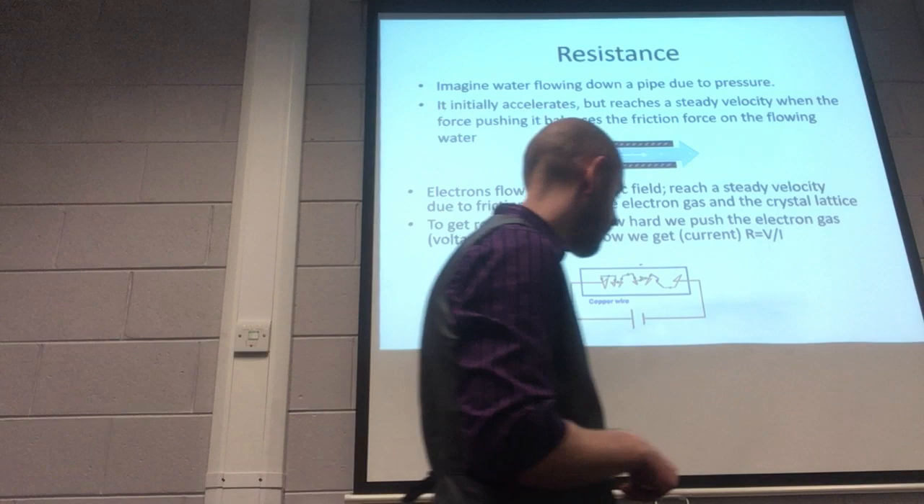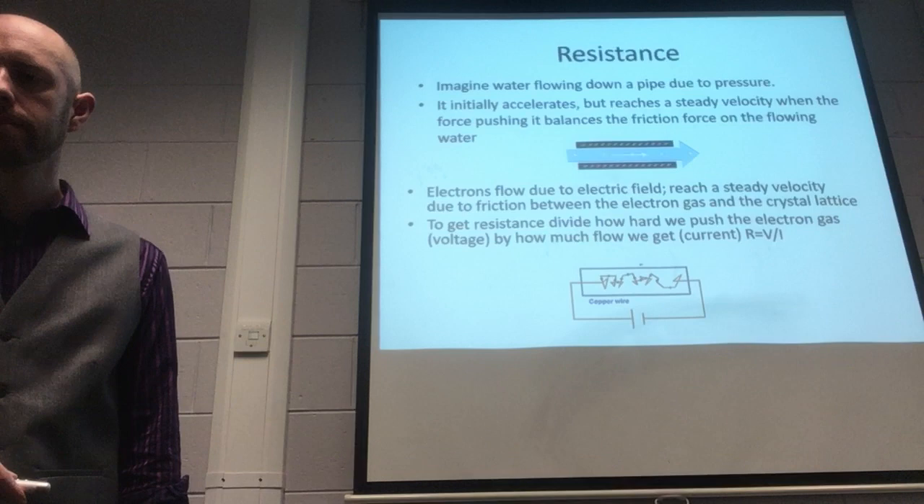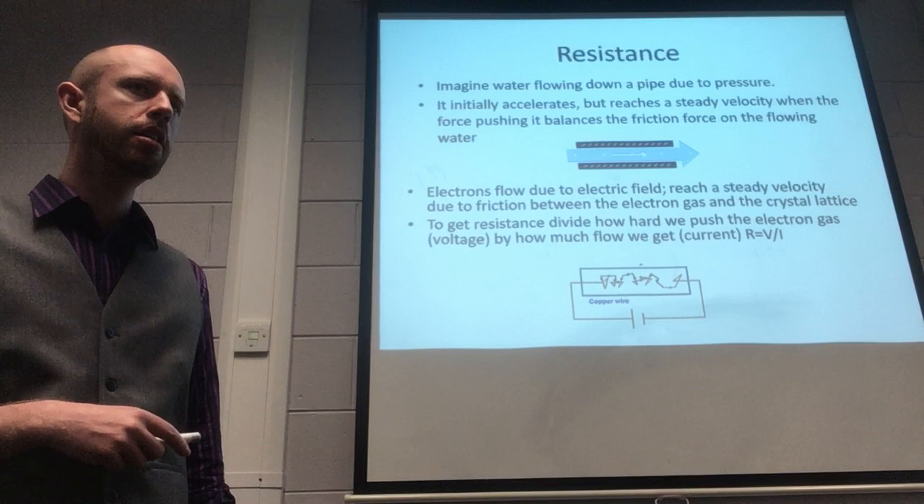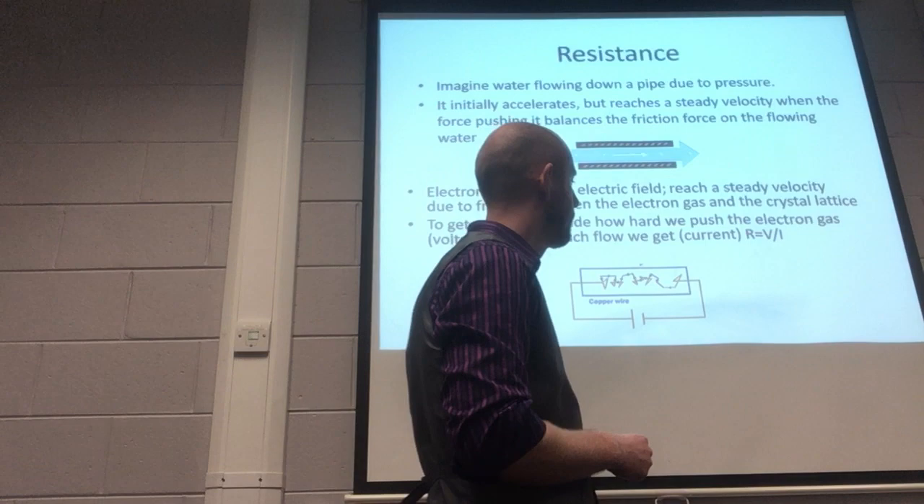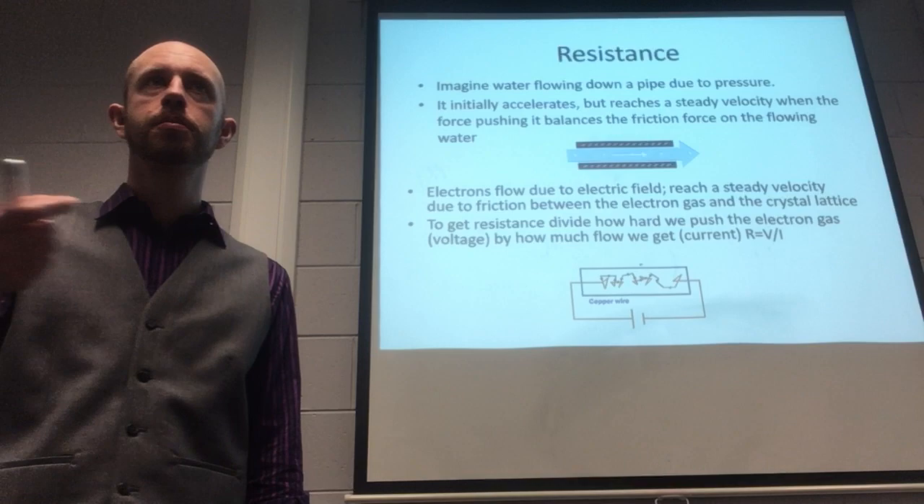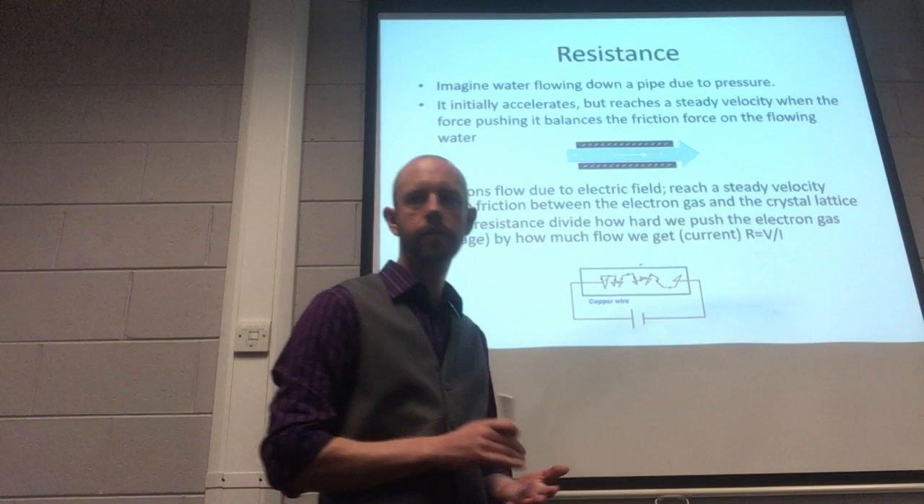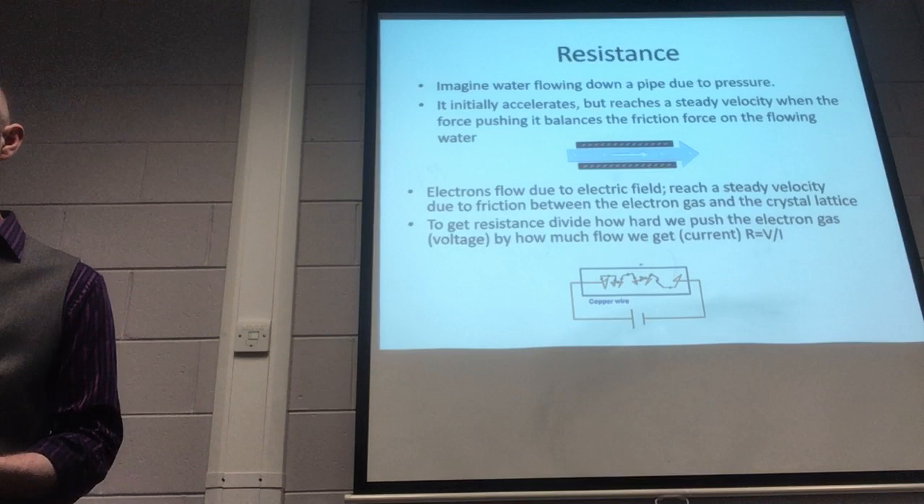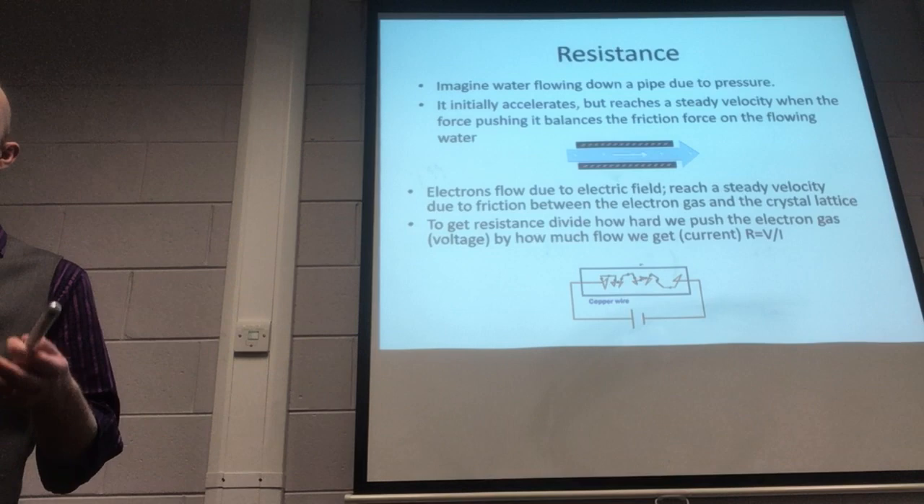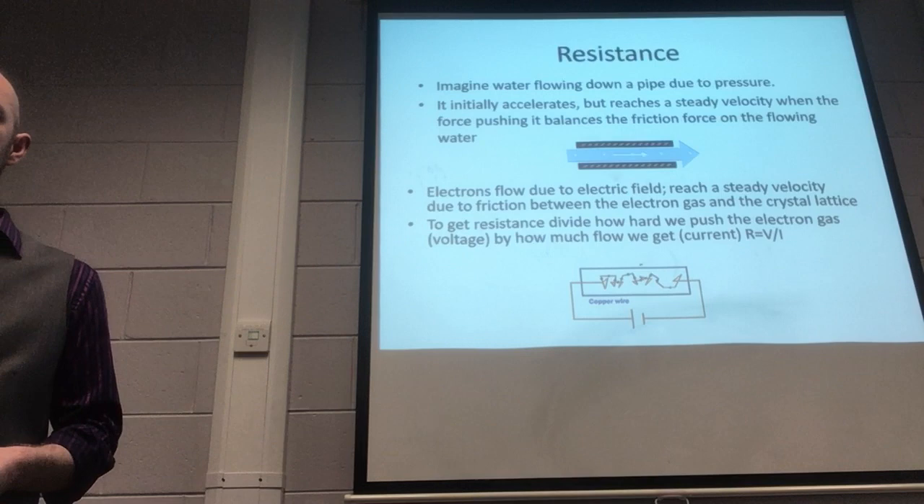This law isn't a fundamental law. So this is an empirical law. So it was defined by experiments. It wasn't derived from the first principles of electrons. It was derived from people measuring what happened in electrical conductors. Okay, so that's a basic introduction to this concept of resistance. So this is a really important concept in electricity. So this impedance to the flow of electrons.